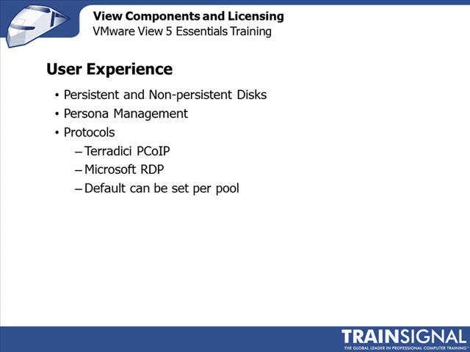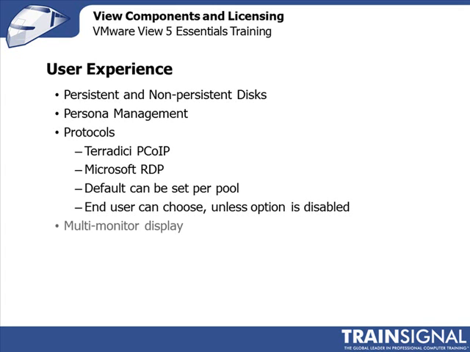One of the protocols that has been removed here in View 5 was HP RGS. So if you were using that or you have need for that, you'll definitely want to make sure you stay on View 4.5 or earlier until you can provide a transition to get off of HP RGS. So, like I mentioned, the end user can choose the protocol unless the option has been disabled by the administrator. So you as the administrator have the ability to set what the users are going to be able to access.